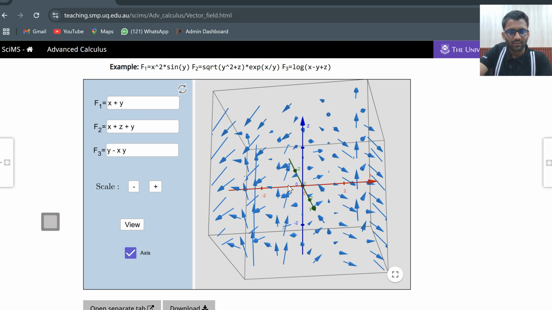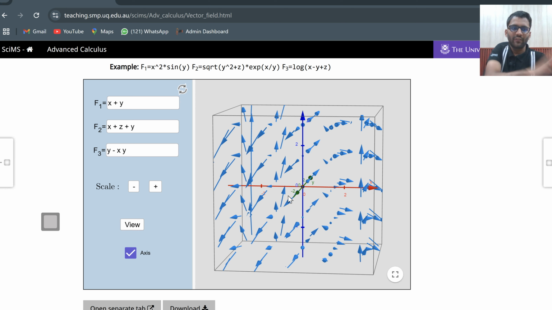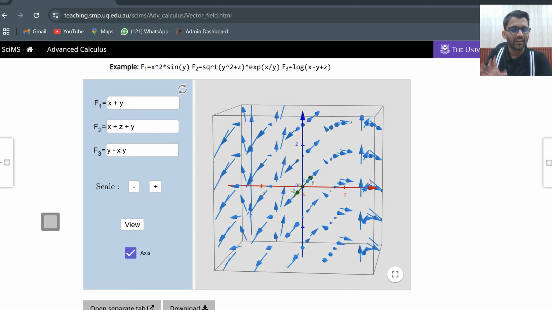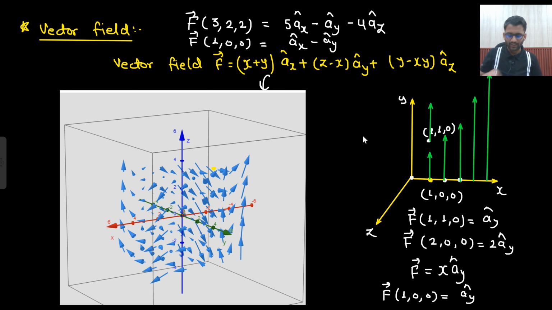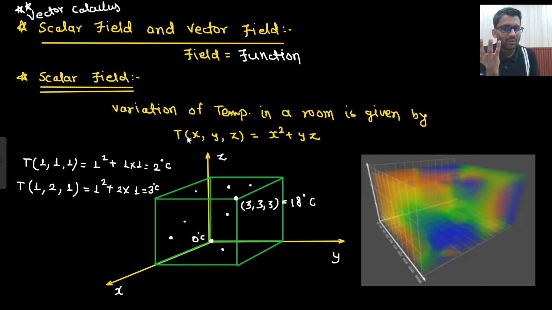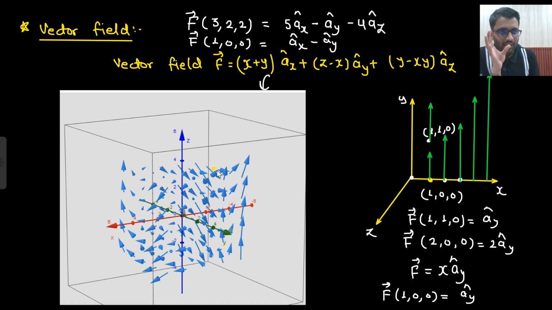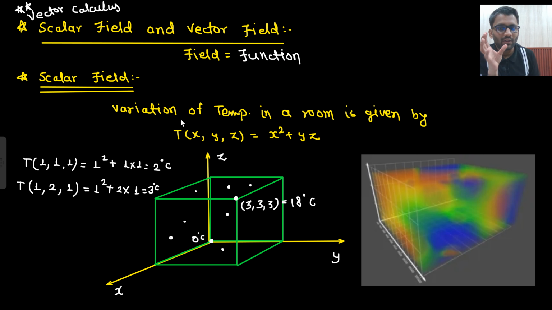Okay. So at different points you will have different vectors. That is the thing. At different coordinates you will have different vectors. So this is how you can show your vector field. Both are the same thing, scalar field and vector field. The thing is, here at different coordinates you will get different vectors, and here at different coordinates you will get different scalar values.